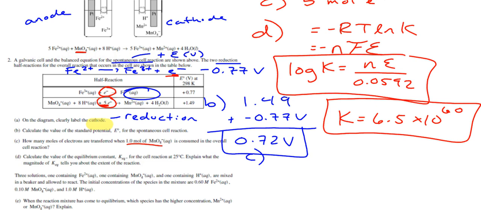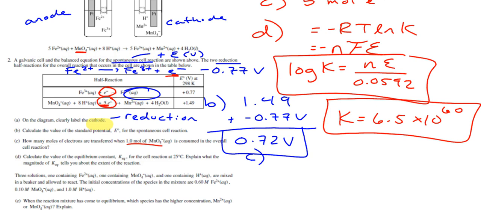It's not all make product. It is crazy spontaneous, right? Like not speed-wise, but like it's going to happen. It's going to make literally all product. There's nothing that's going to be left. So this cell is basically going to go to, what's a good word? Completion. This reaction is going to go basically to completion.